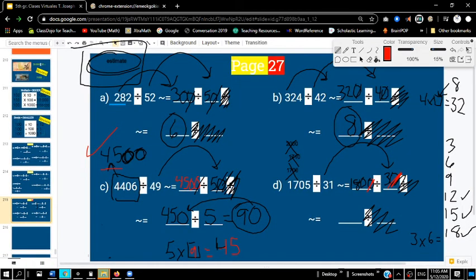I am left with 180 divided by 3. Well, if I know that 3 times 6 equals 18, then I know that 60 times 3 equals 180. So that is my answer, 60. Let me check it on the calculator just to make sure.